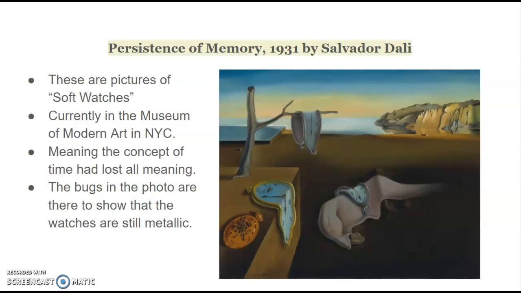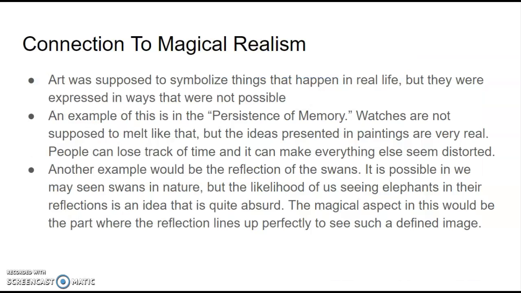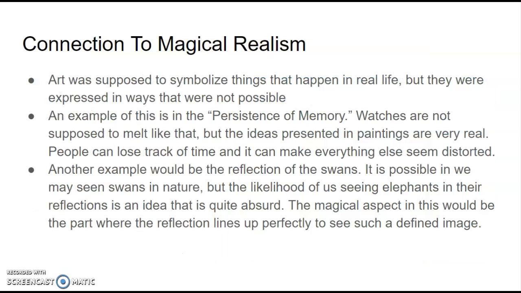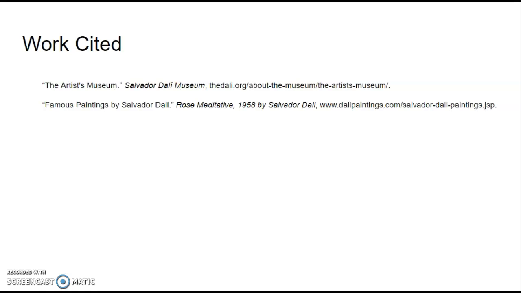This happens in space, where people might age quicker or slower, or in a completely silent room, people might lose track of time. This is just how it works. Another example would be the reflection of swans. It's a very beautiful piece, and you could totally see swans in nature, and you can totally see their reflections. But things would not line up where you would see a swan on top of the pond and an elephant in the reflection. It would just be totally absurd, which is what makes it magical, right? And that's my presentation.